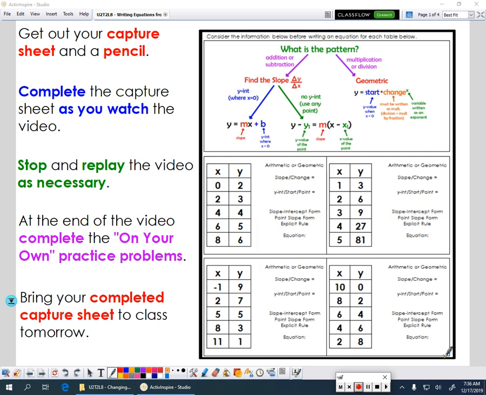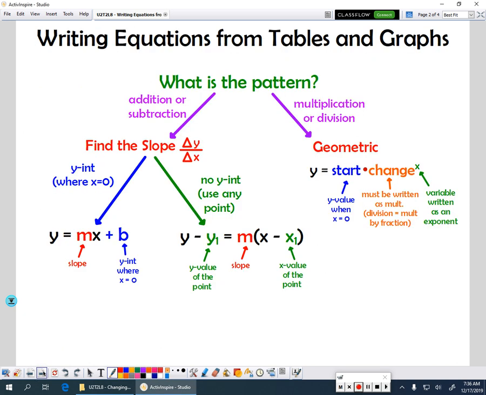So we're going to talk about how you can write an equation from a table. And the thing that's different today than what we've done in the past is in the past we've given you a specific type of table, either arithmetic or geometric or one that has a slope or has an intercept or one that doesn't. And today you're just going to be looking at tables. And you're going to have to make some decisions.